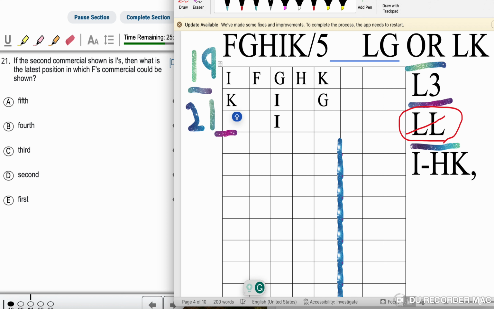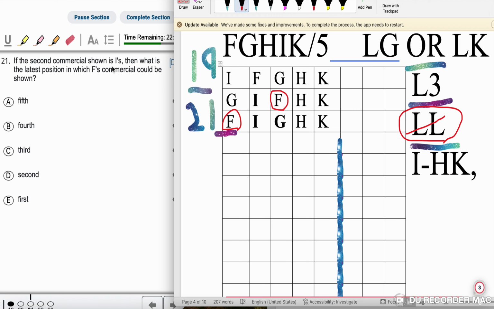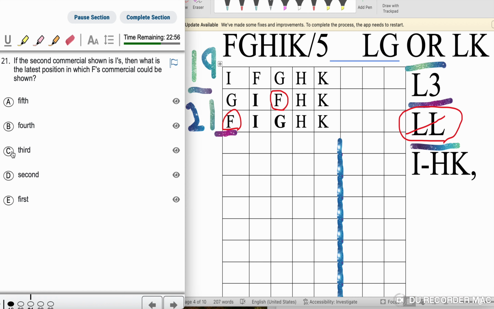And no long commercial is going to be in a row. And I is going to be before H, and H is immediately before K, which is going to put the rearranging the board will put the first world that we created as G, I, F, H, K. And the second world is going to be F, I, G, H, K. We see that F is going to be in position 3 for the first world and 1 for the second world. So the latest F can be is third. So go ahead and choose C. Answer C, third.